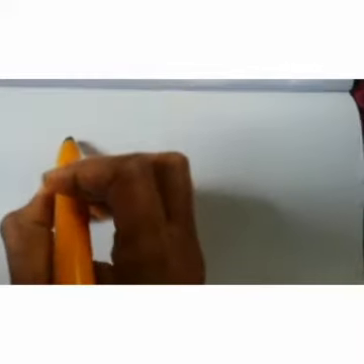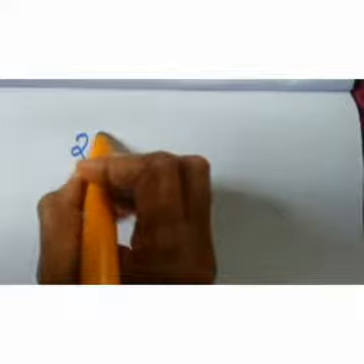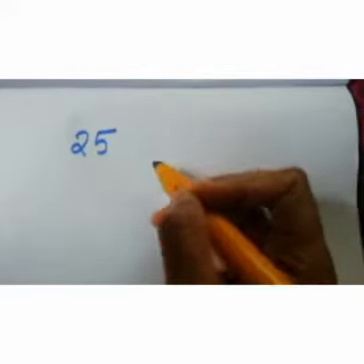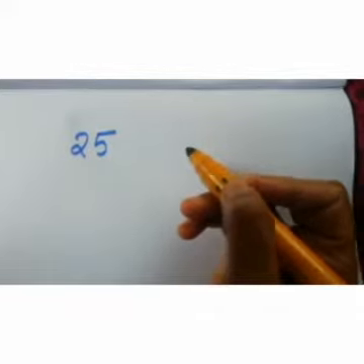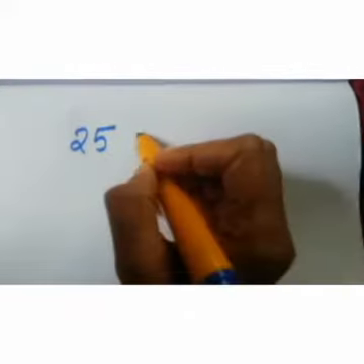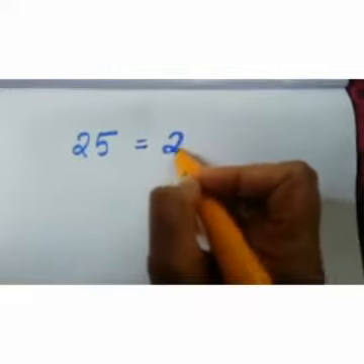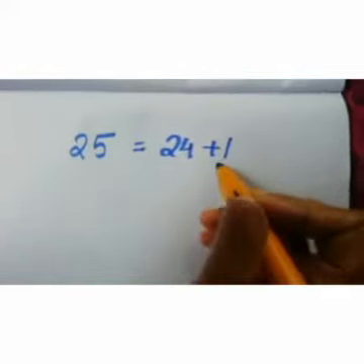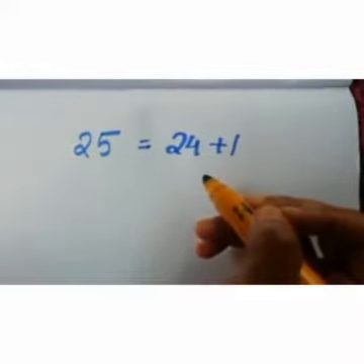If the number is 25, we need to express it in terms of powers of 2 and 1. 25 can be written as 24 plus 1. Is it correct? When we add these two, we get 25 as our result.